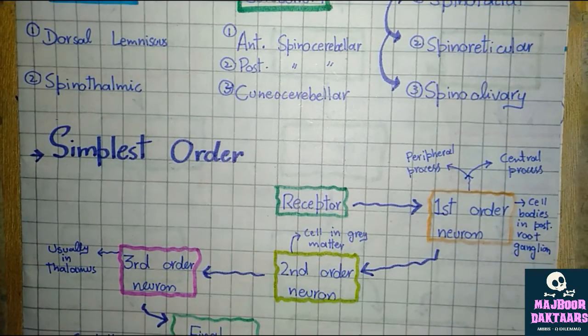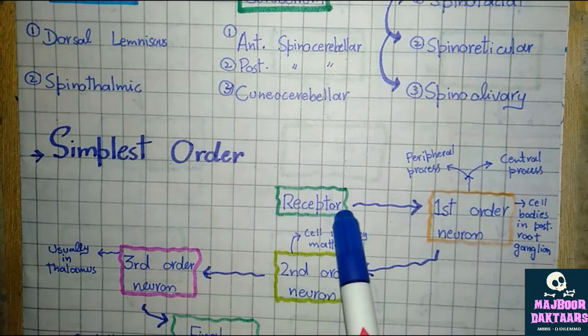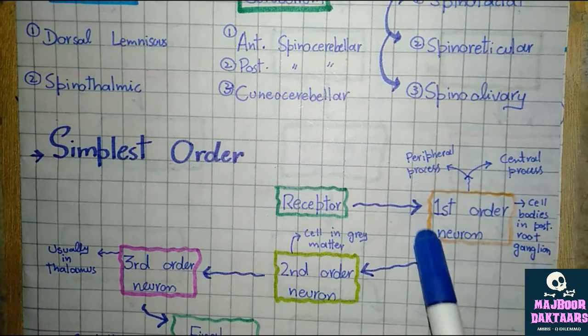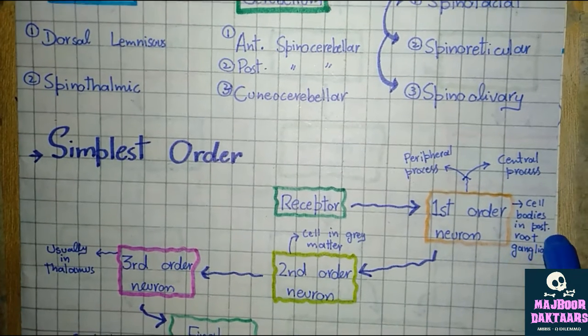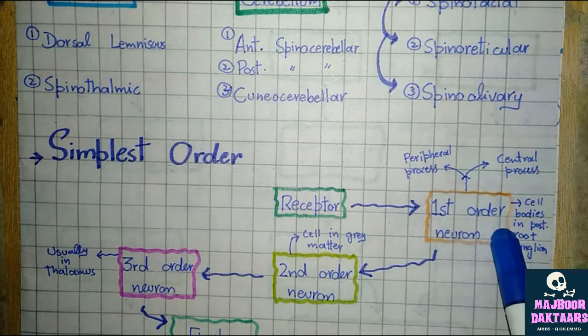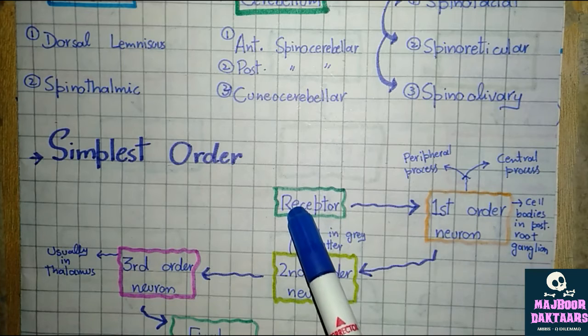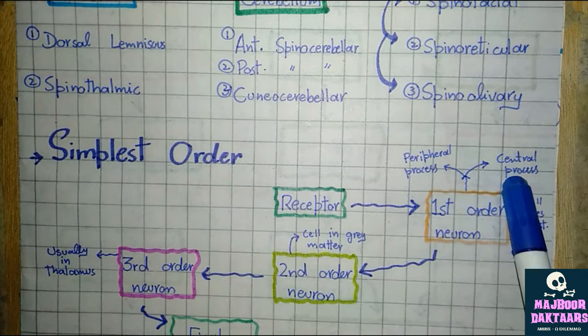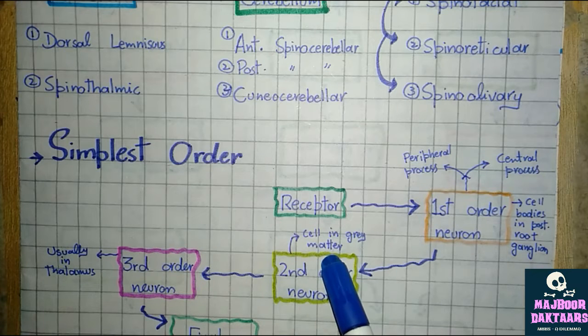Simplest order of tract formation: we start with the receptor, and then the fibers from the receptor synapse with the first order neuron, which is usually the cell body in the posterior root ganglion. From this posterior root ganglion, two processes appear: a peripheral process which comes from the receptor, and a central process which moves toward the gray matter of the spinal cord. This central process moves toward the second order neuron and synapses there, and this second order neuron is the cell in the gray matter.